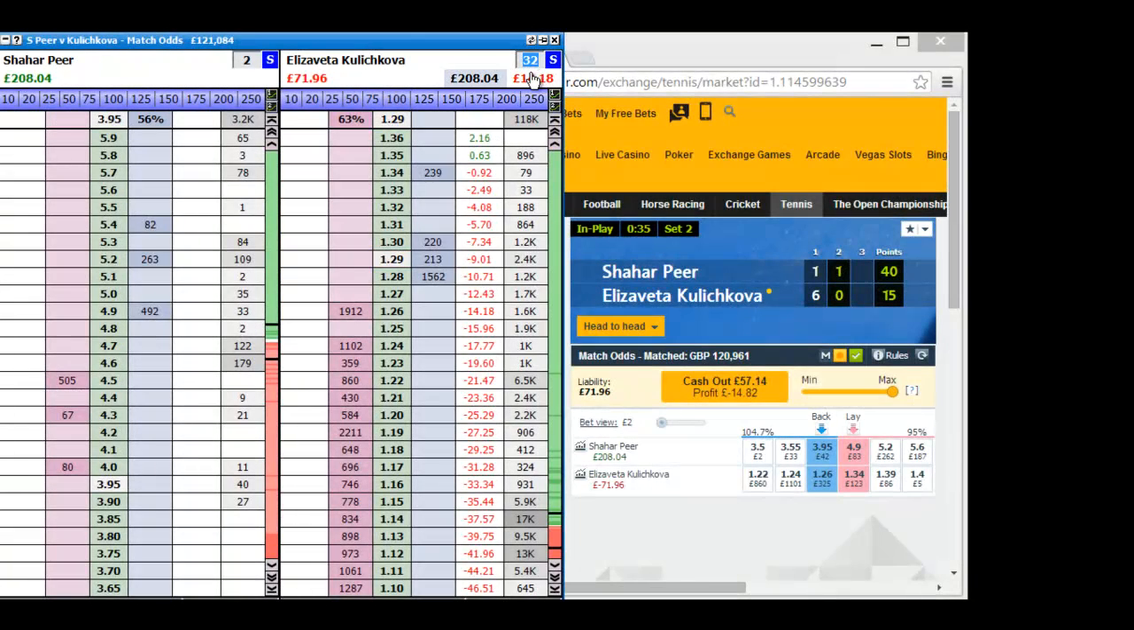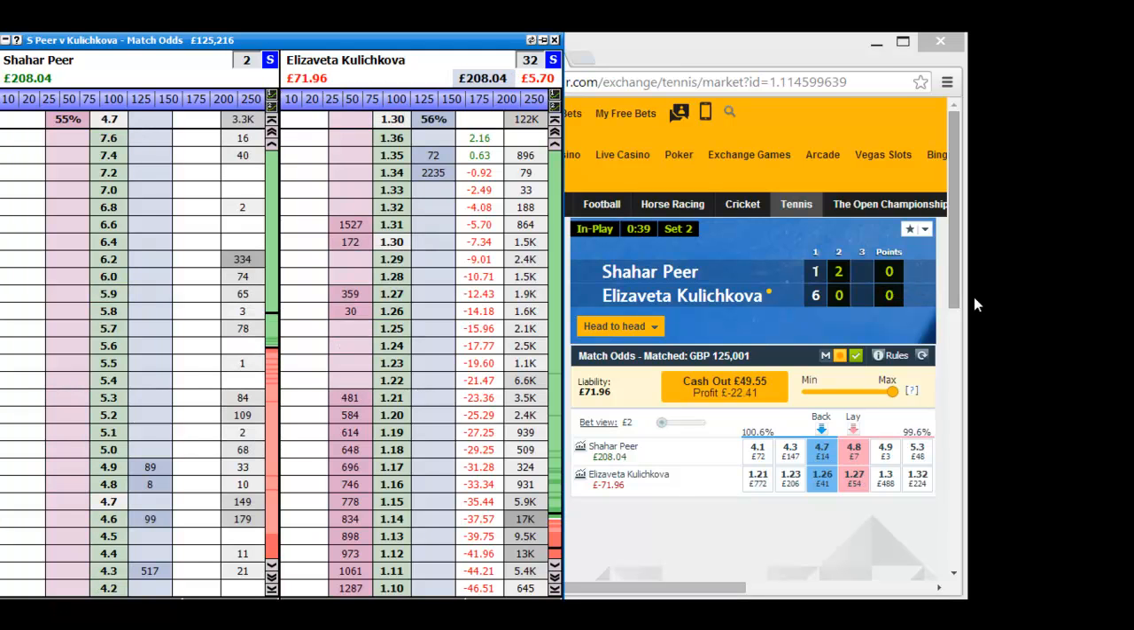Now at this particular point, what I'm looking to do is to back Kulichkova and reduce some of the red on her by backing a sixth of the stake that we've got. So 1/6 of 208 is about 32 quid. So I'm looking to back Kulichkova for £32.